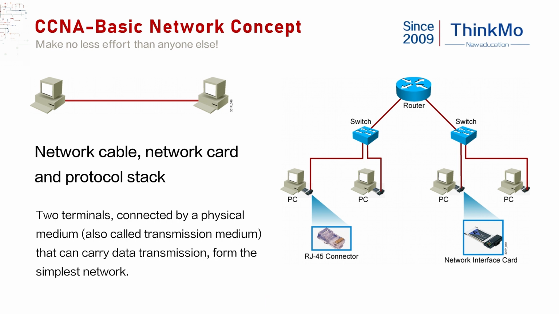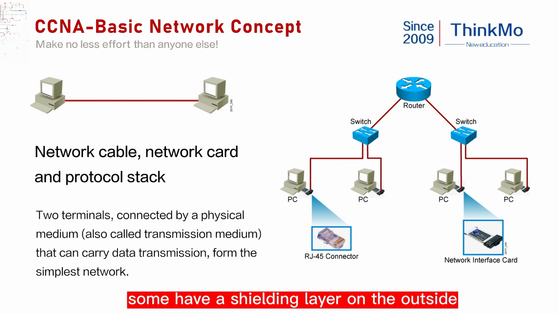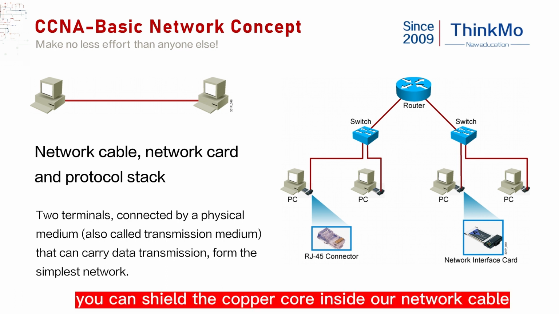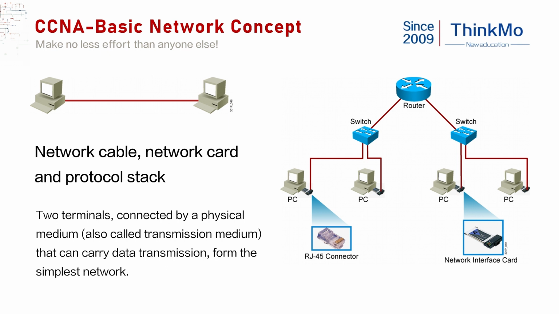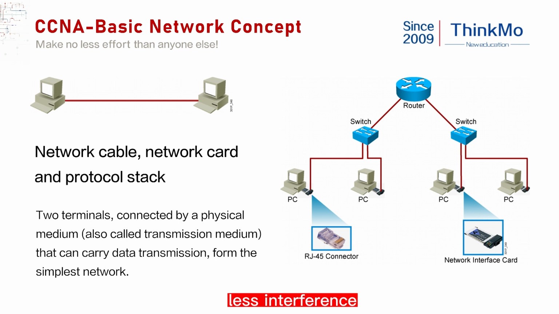In fact, in future projects, when we do it ourselves, some cables have a shielding layer on the outside. It can shield the copper core inside our network cable when transmitting data electrical signals, so there is less interference. This is our standard like RJ45. Regarding RJ45, just know it's a crystal head.